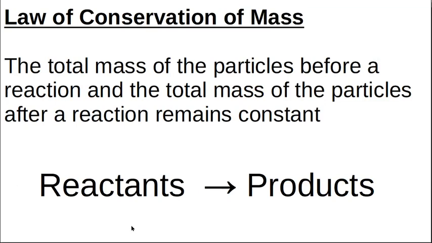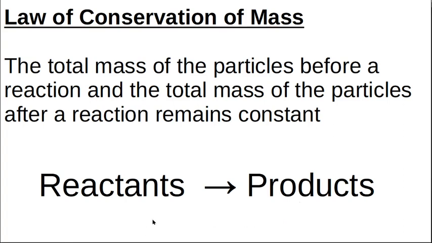The next law we want to look at is the law of conservation of mass. Okay, so this says the total mass of the particles before a reaction and the total mass of the particles after a reaction will remain constant. And remember, this is because the atoms that are on the left are the atoms that are on the right. However, the molecules on the left can be different from the molecules on the right.